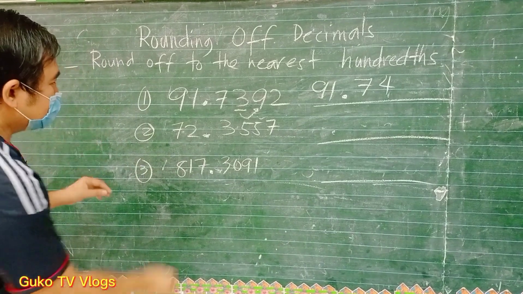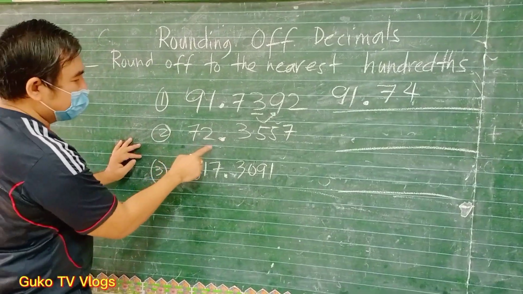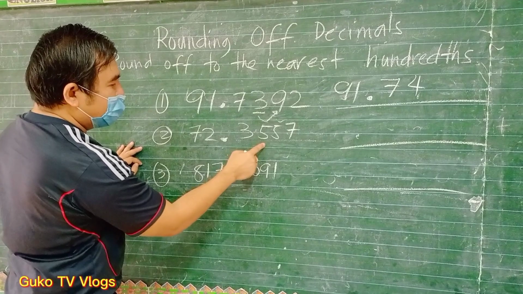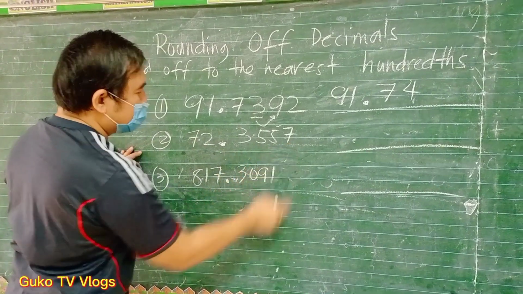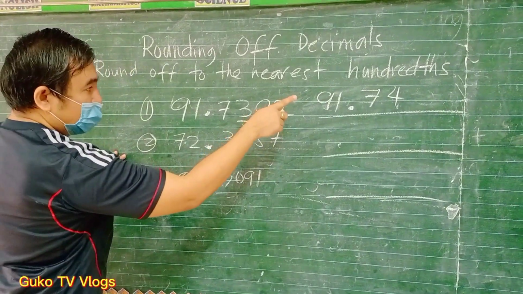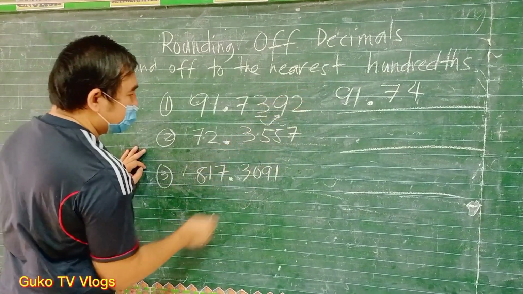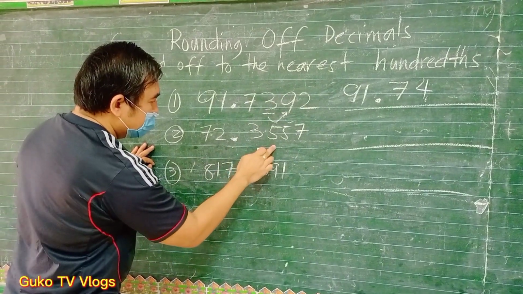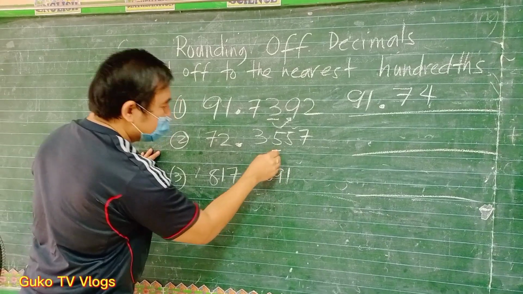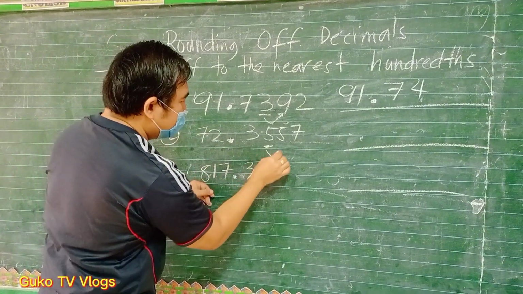Okay. Example number 2. 72 and 3,557 ten-thousandths. Again, we will round off to the nearest hundredth. So where's the hundredths place? Here. So this is tenths, this is hundredths.